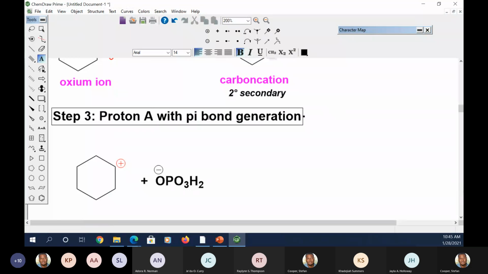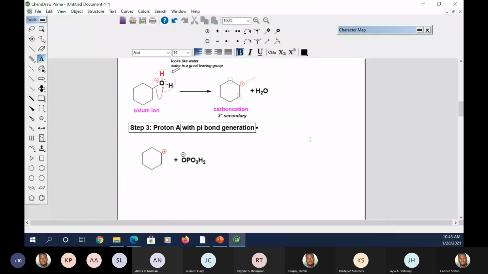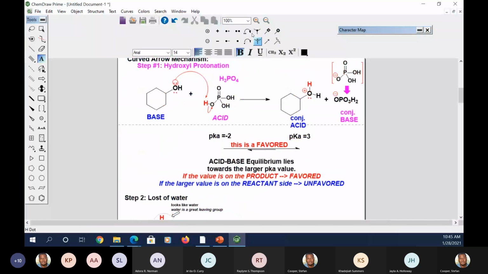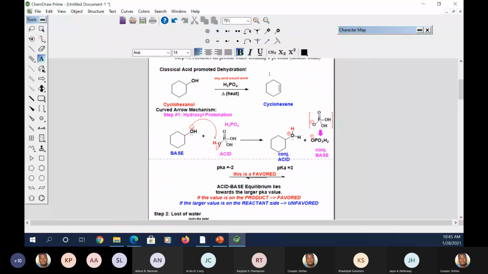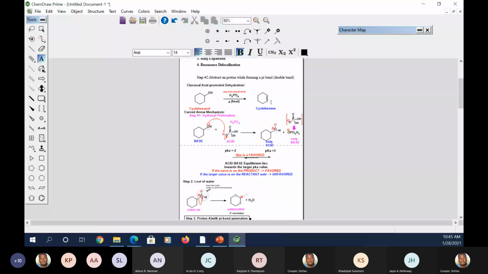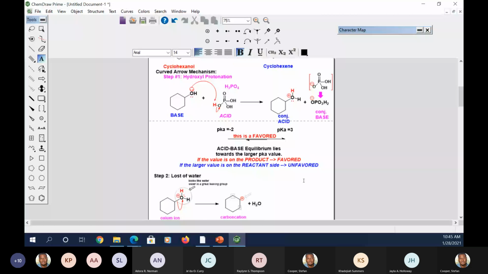Step 3, I need to form a double bond now. Okay, good question. Let's back up. Someone's trying to keep track of everything, and the way it could be going could be a bit confusing. So let's go back and look at everything at once if we can. Can you guys see things if I do it like this? All right, so overall, let's go back and think about what a dehydration is doing.